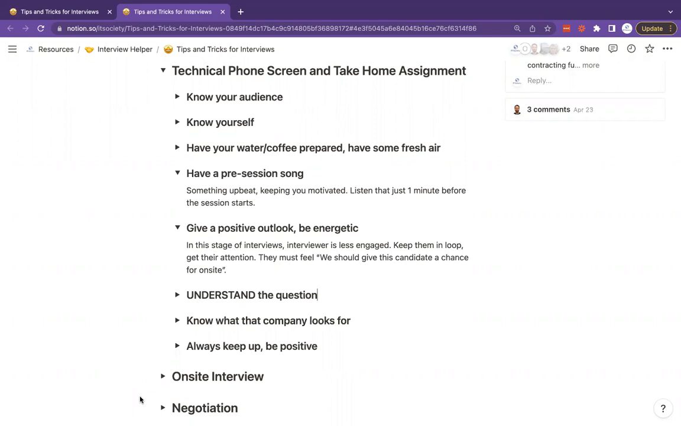Do you have any comment about it? I agree. Yeah, for most of the things, I agree. I put this pre-session song thing. Yeah, as you said, they all are connected to knowing yourself actually. So I have to be more focused before those kinds of important tasks.